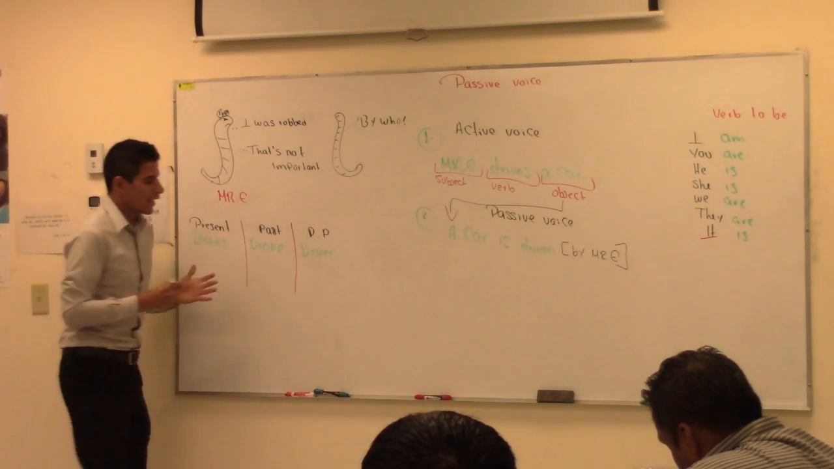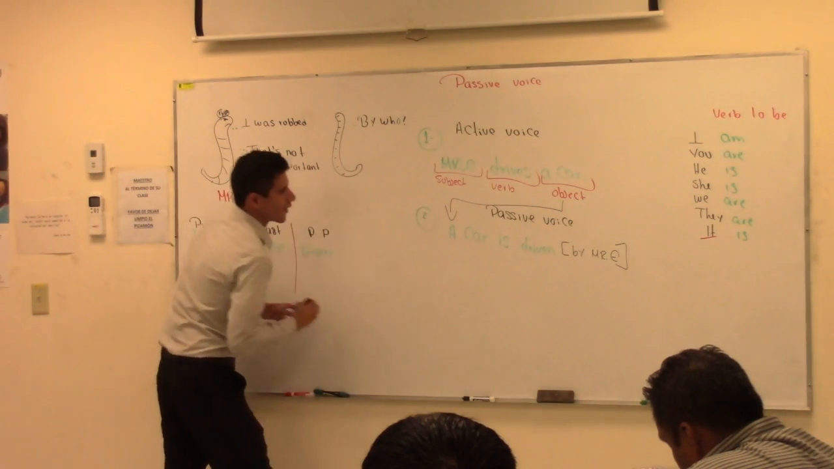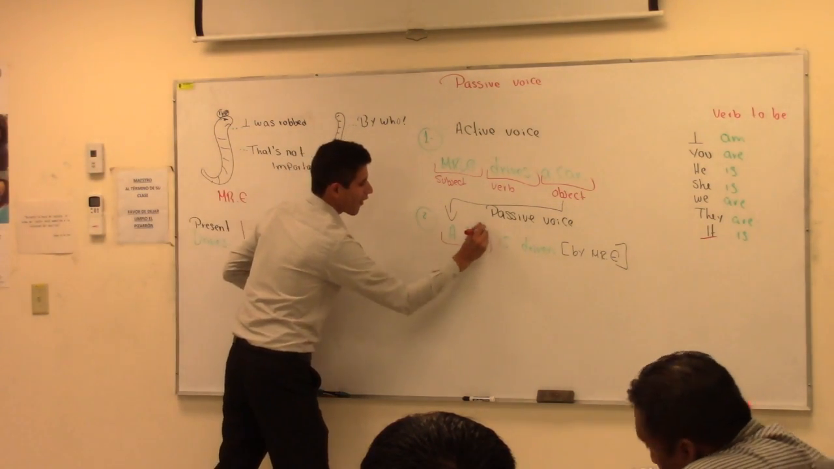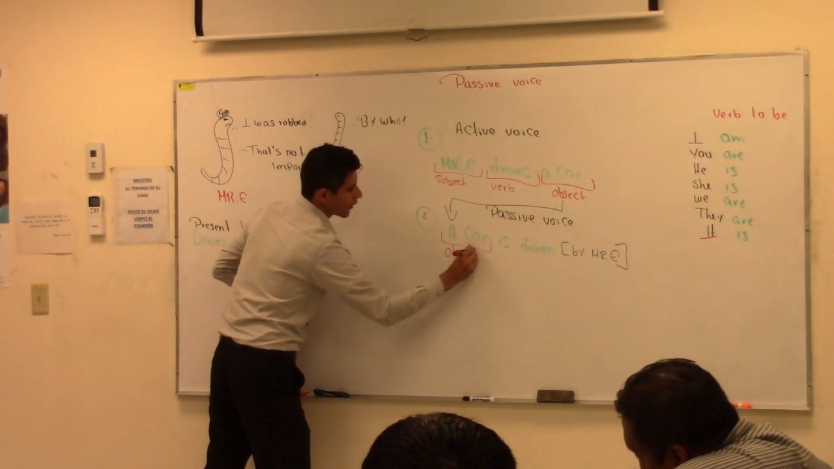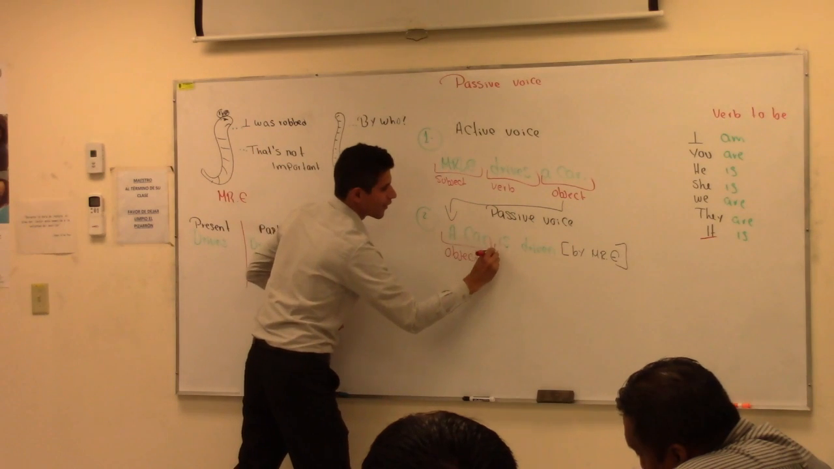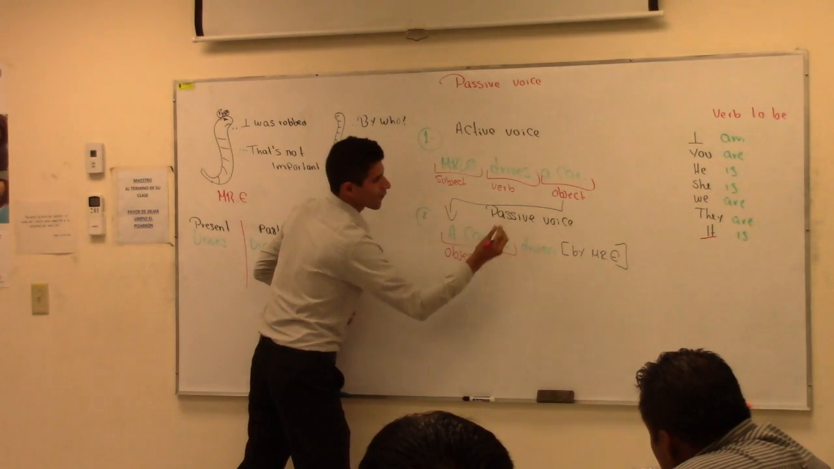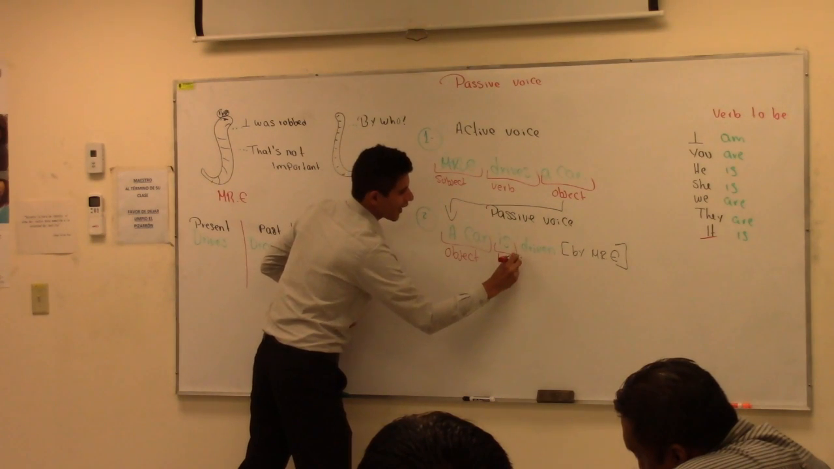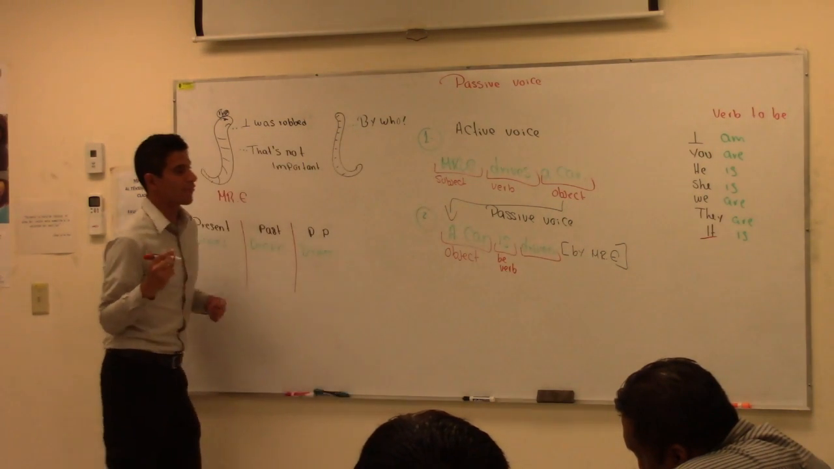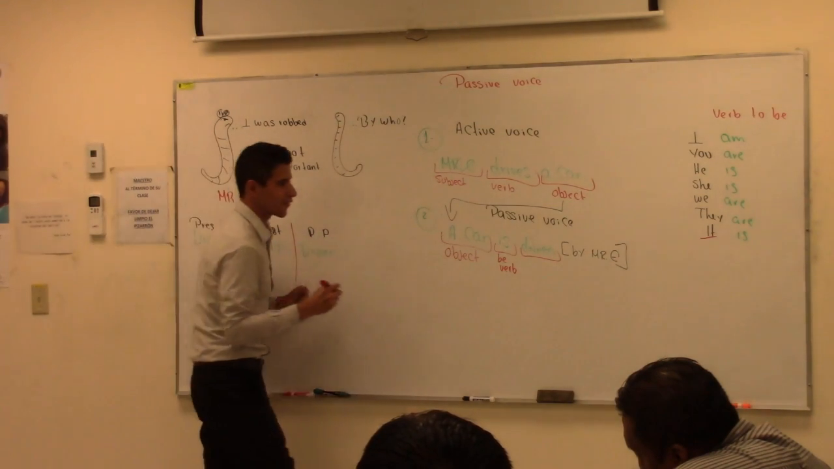All right? So let's go with the structure. Obviously, this is a car. We're going to start with the object. This is the object. This is what? Verb to be, or the be verb. I'm going to use be verb. And this is the verb in the PP form. Okay, don't forget this one.